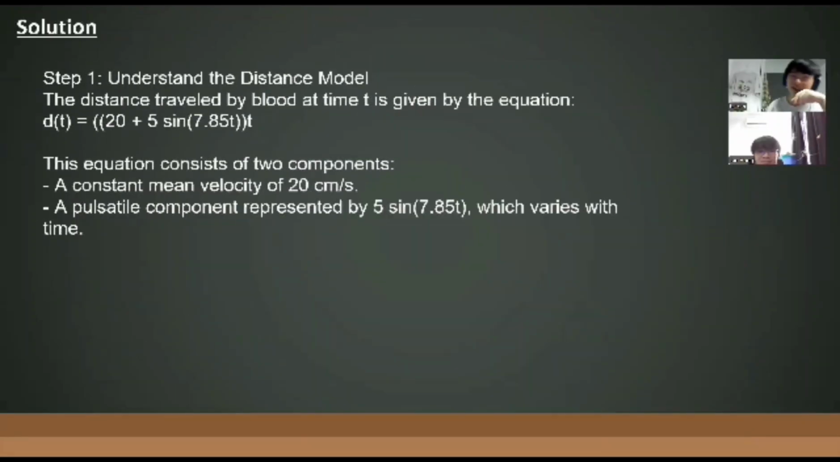Step one, we need to understand the distance model. The distance traveled by blood at any time t is given by the equation d(t) = 20 + 5 sin(7.85t) times t. The equation is composed of two components: the constant mean velocity of 20 cm per second and the pulsation component represented by 5 sin(7.85t), which varies with time.